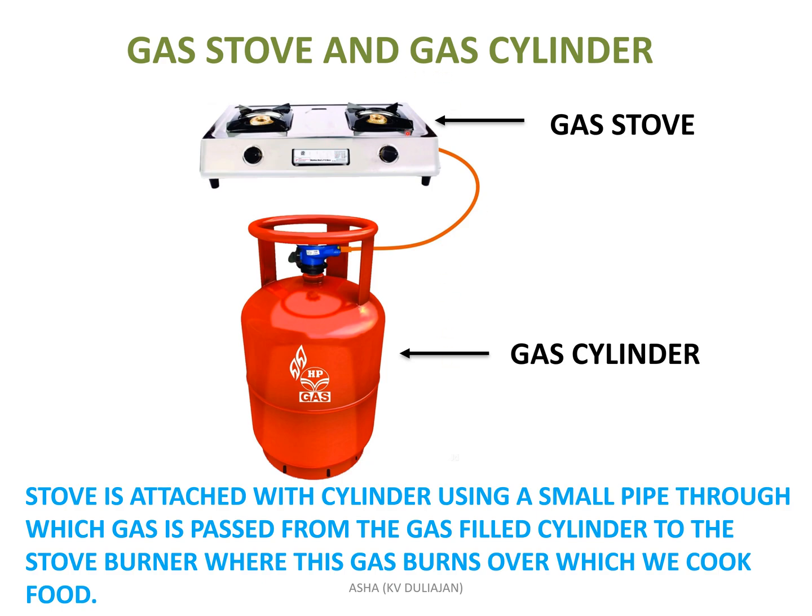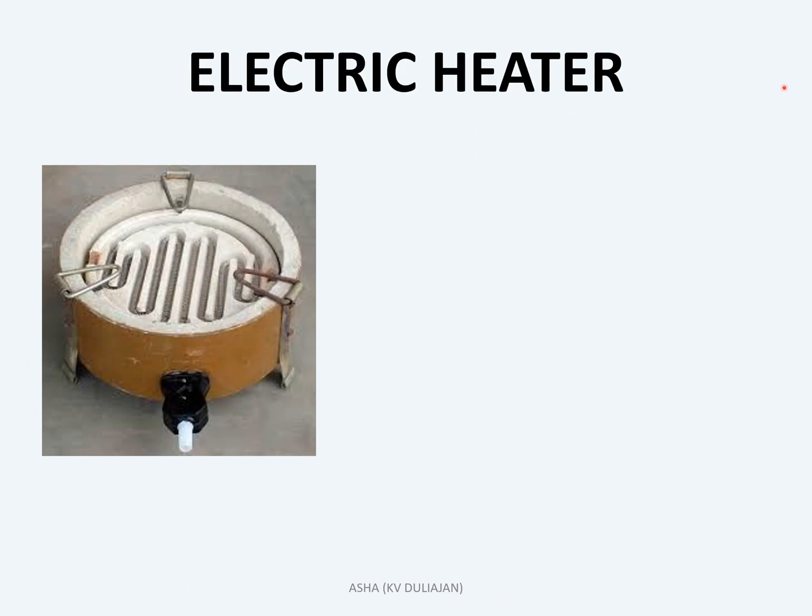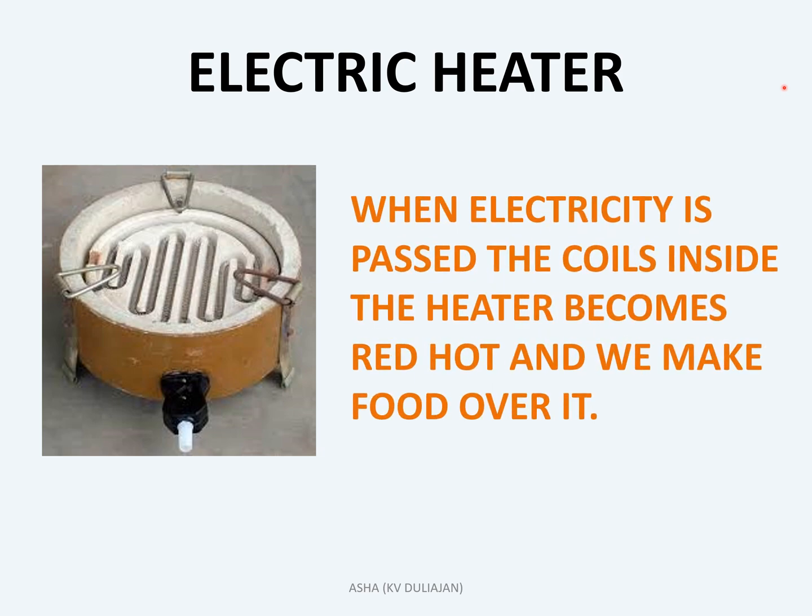Stove is attached with the cylinder using a small pipe through which the gas is passed from the gas-filled cylinder to the stove burner where the gas burns over which we cook food. Now what is this? This is an electric heater. When electricity is passed, the coils inside the heater becomes red hot and we make food over it.